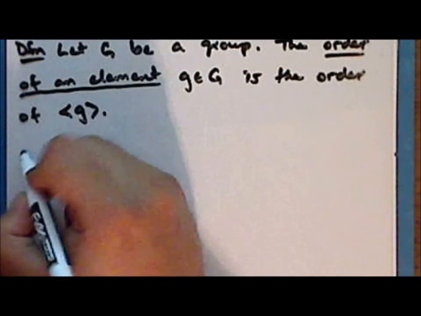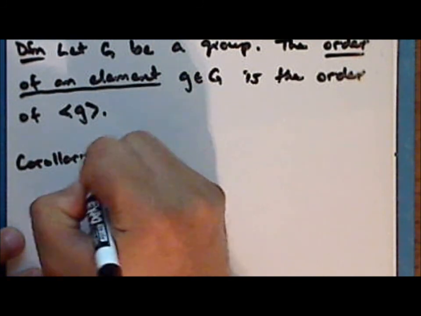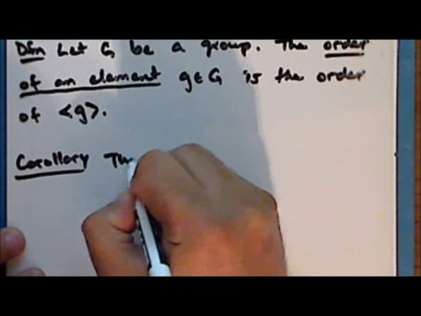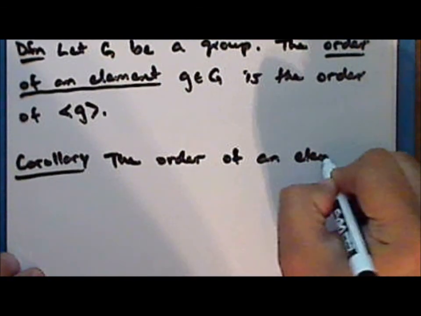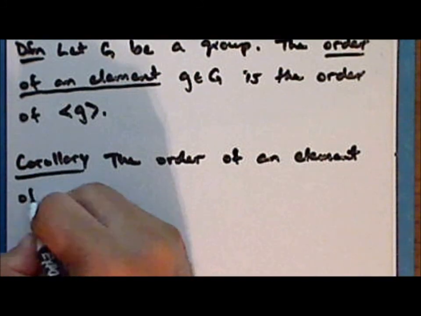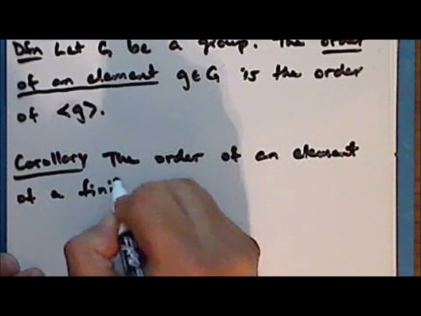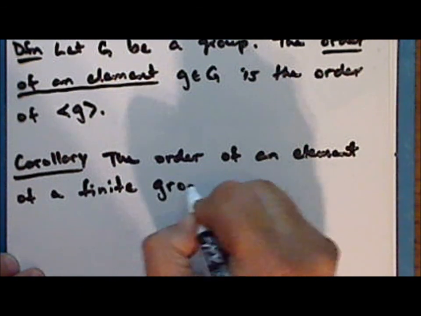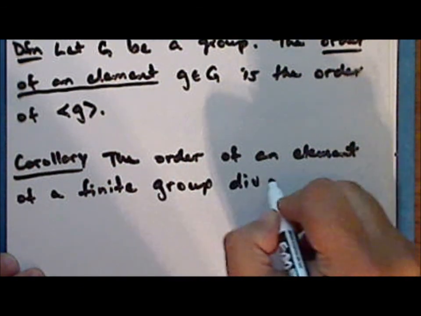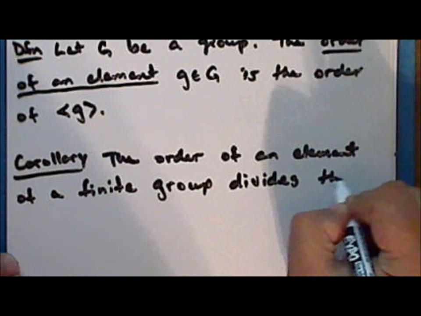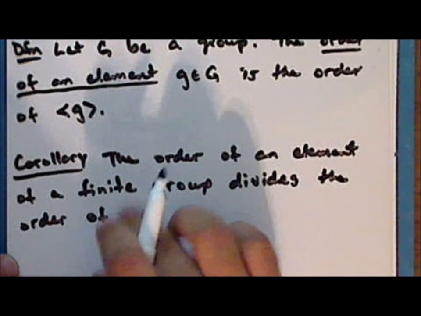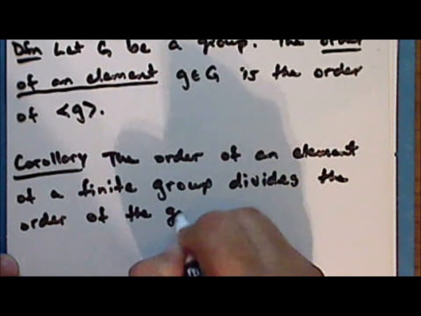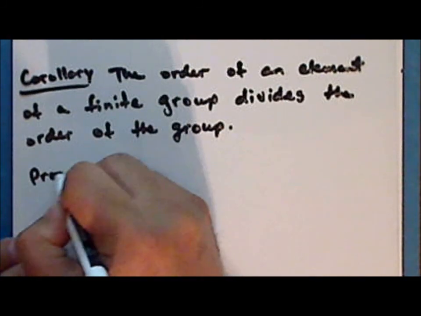And so as a second corollary, we have that the order of an element of a finite group divides the order of the group. As proof.